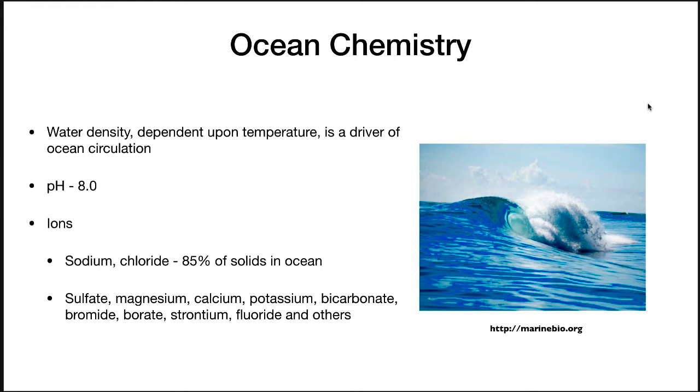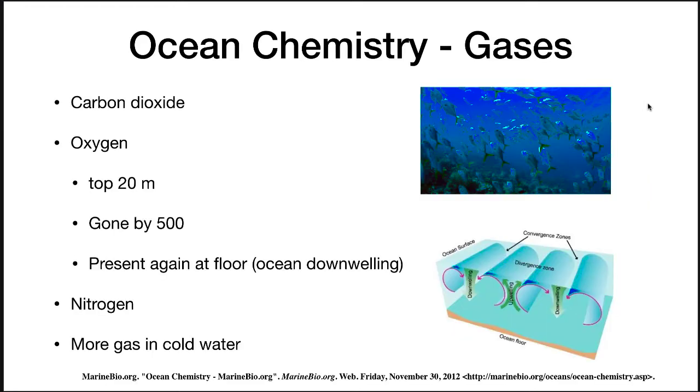So there's a lot more ions in the ocean chemistry, and that will affect what can grow. Ocean chemistry and gases. You have carbon dioxide. You have oxygen in the top 20 meters, and it's totally gone by 500 meters. It is again present at the floor, and this is because of ocean downwelling.